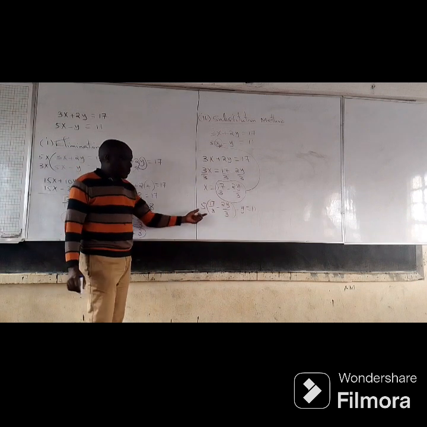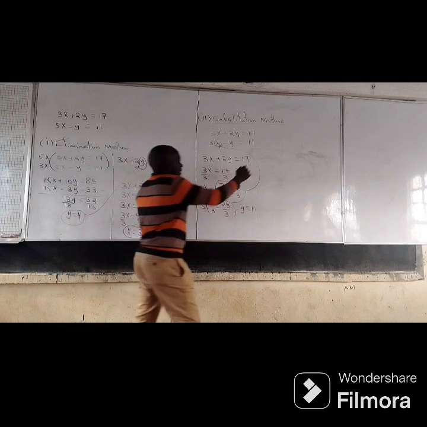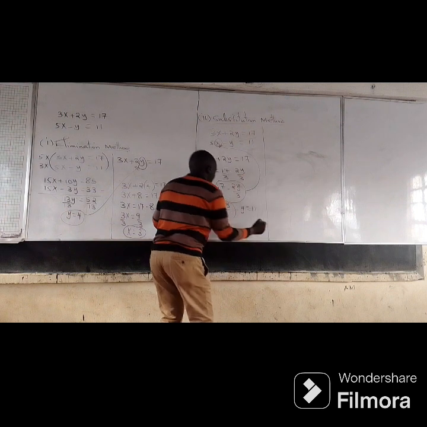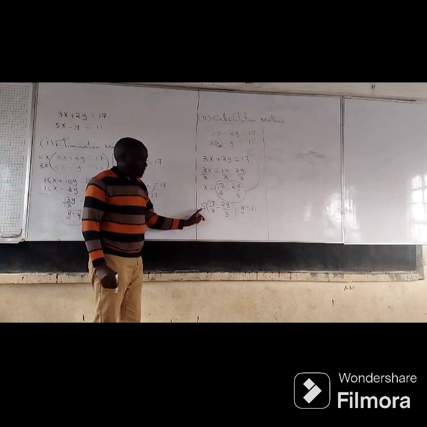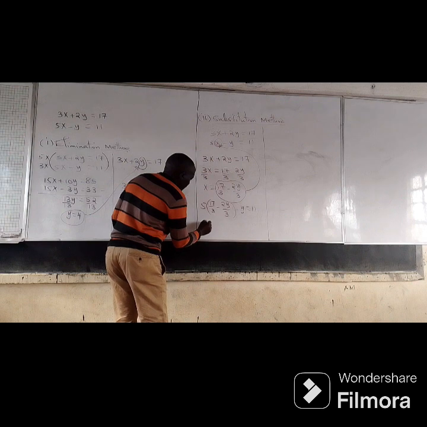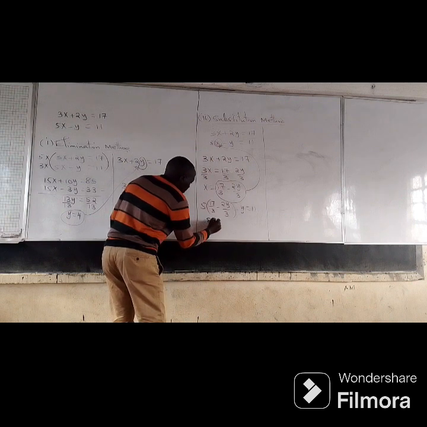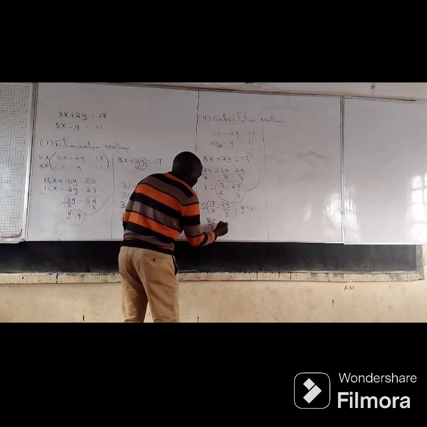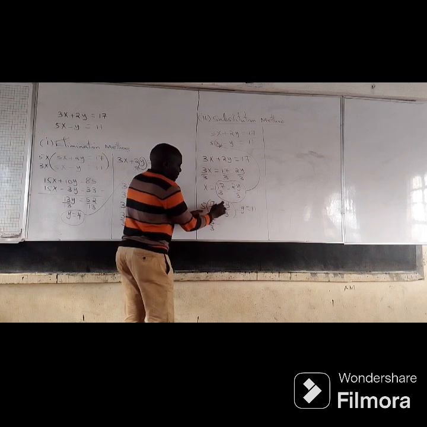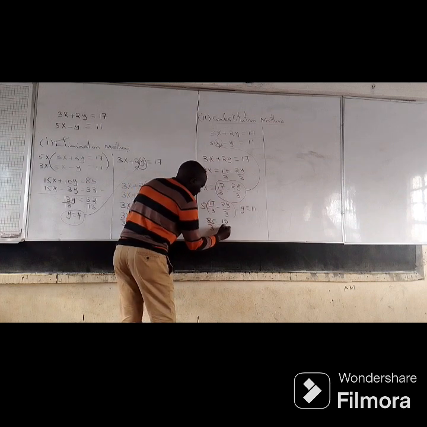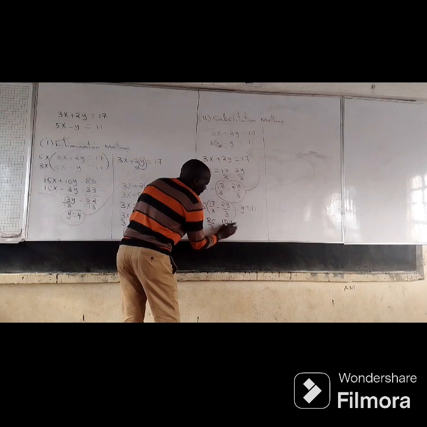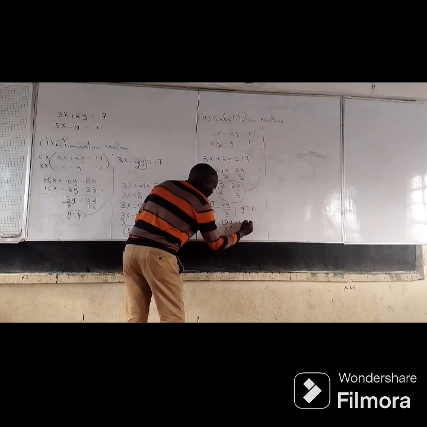So we are going to open the brackets here. Opening the brackets, 5 times 17 is 85. So it is 85 over 3 minus 5 times 2 over 3, it is 10 over 3 y, minus y equals 11.